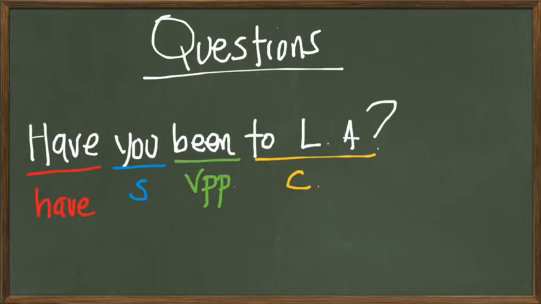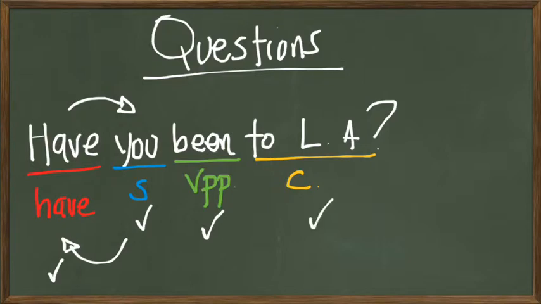Now, if we want to make a question, don't forget that we only have to invert the order of elements here. So instead of you have been to LA, we're going to make the question, have you been to LA? Have you been to LA? Alright, so then again we have, after the inversion we have the auxiliary have, our subject you, the verb in past participle been, and our complement to LA.